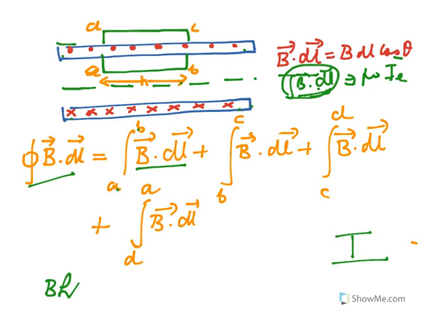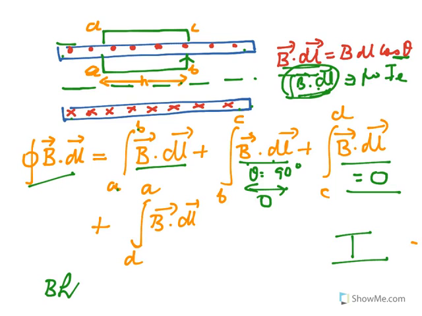The second integral from B to C, B dot dl, will become equal to 0 because the angle between dl, that is B to C, and B is theta equal to 90 degrees. So cos theta becomes equal to 0, and the second integral becomes equal to 0. The third integral, C to D, is also equal to 0.